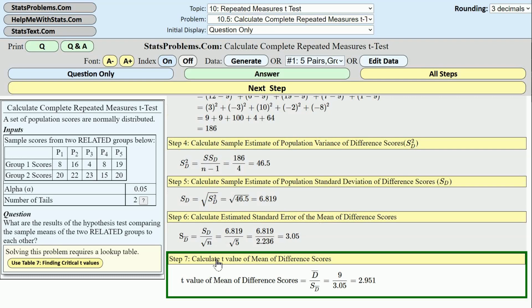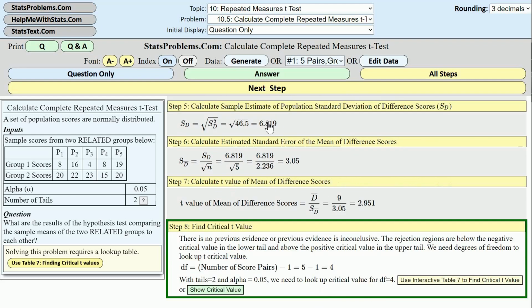In Step 7, we calculate the t-value of the mean of the difference scores. The t-value of the mean of the difference scores is equal to the mean of the difference scores, d bar, divided by the estimated standard error of the mean of the difference scores, S sub d bar. In this example, the t-value of the mean of the difference scores is equal to 9 divided by 3.05, which works out to 2.951.